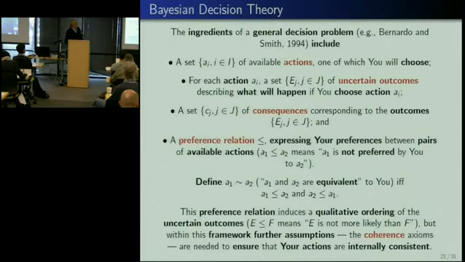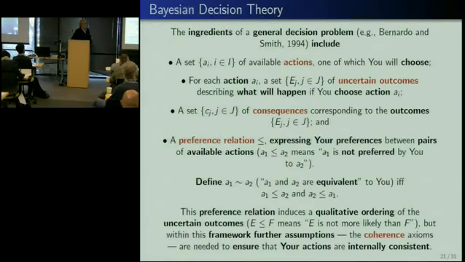So an action could be use ELIZA. An uncertain outcome could be whether ELIZA says HIV positive or not. And a consequence could be, if ELIZA got it wrong, what are the human and monetary consequences of that happening? So those are the three ingredients we had a minute ago.